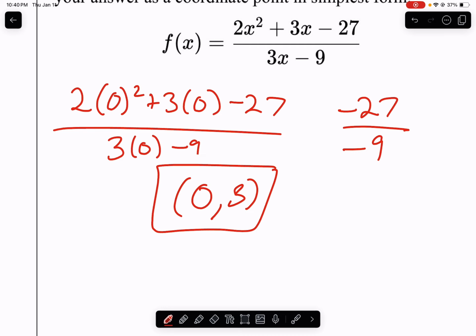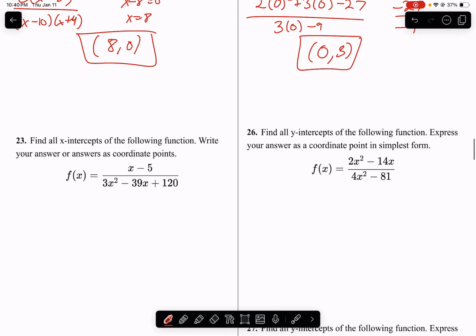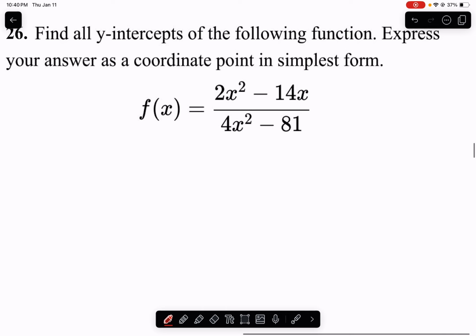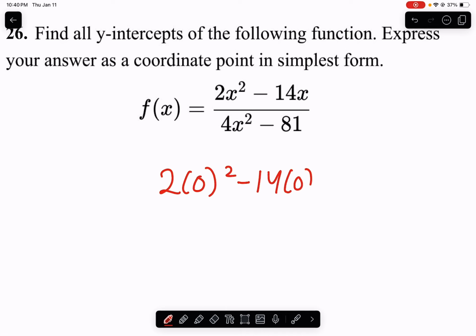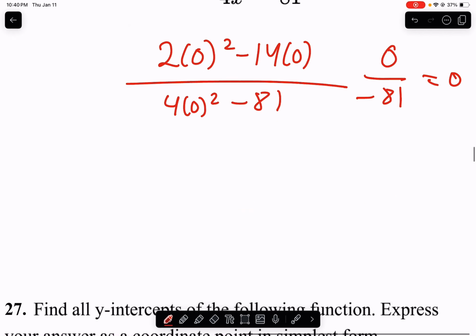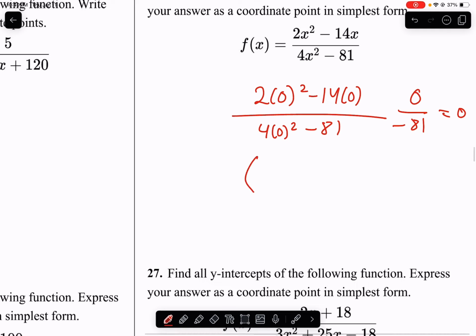You cannot have more than one y-intercept. You're going to have none, or you're going to have 1. If you have more than one, it is not a function. All right, so for the y-intercept, we're going to plug in 0 for x. So 2 times 0 squared minus 14 times 0, all over 4 times 0 squared minus 81. So when you plug this into your calculator, you end up with 0 over negative 81, which gives you 0. So you have a y-intercept of 0.